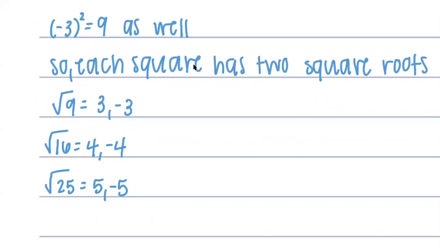Down here, I'm telling you that the square root of 9 can be 3 or -3. Does that make sense? Because when you square -3, you're multiplying -3 times -3, and two negatives become a positive. So you get the same answer as if you were multiplying +3 times +3.